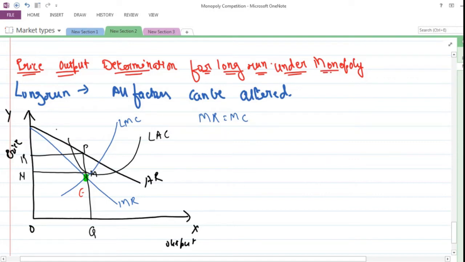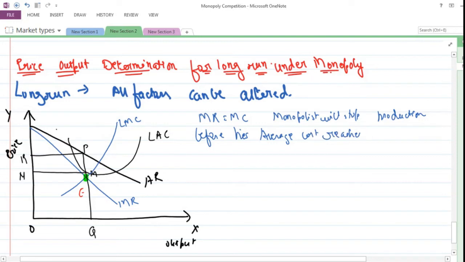The monopolist will stop his output before average cost reaches its minimum point. Here the monopolist will stop production before his average cost reaches the minimum point.